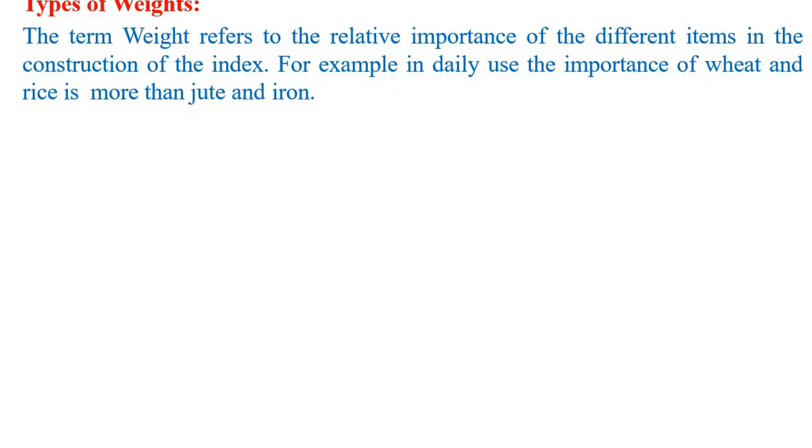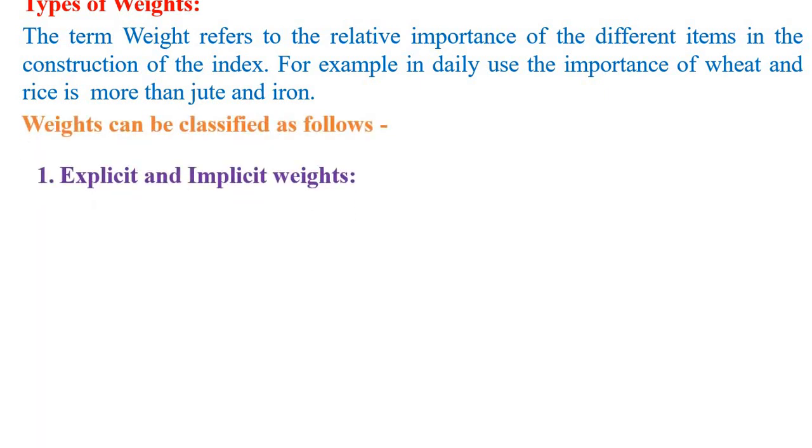There are different relative importance of different items in the construction of the index. We will regularly use some of the items, for example wheat and rice more than jute and iron. Sometimes we will not use some items, while some items will be used regularly. In that case, weights will be divided into explicit and implicit.